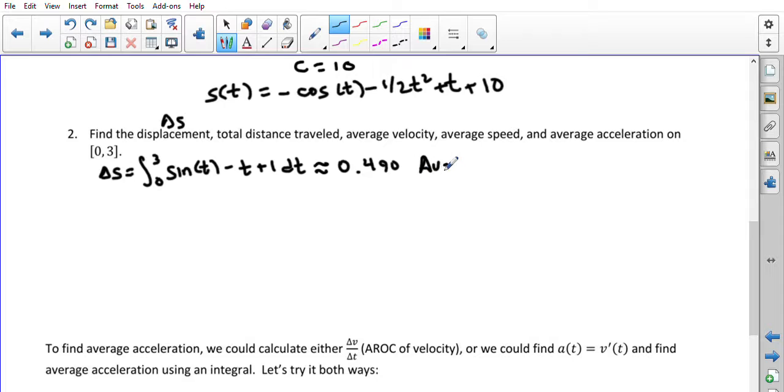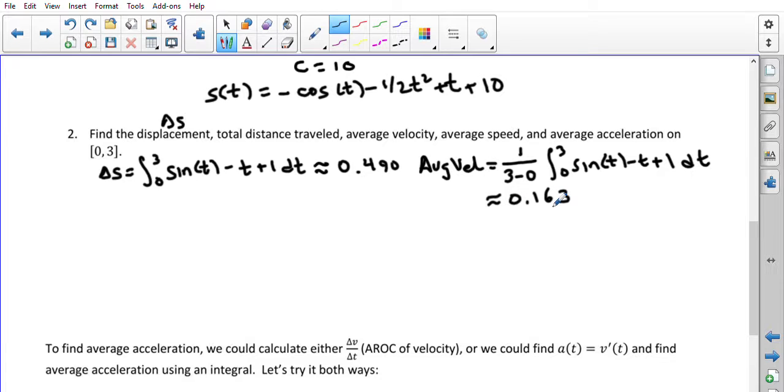Average velocity. Since we're given the velocity function, and we're being asked for average, we're going to use our average value of a function formula. So 1 over b minus a times the integral from a to b of sine of t minus t plus 1 dt. Again, remember that this is velocity right here. And if we do that, we get approximately 0.163. And it's 1/3 of this.